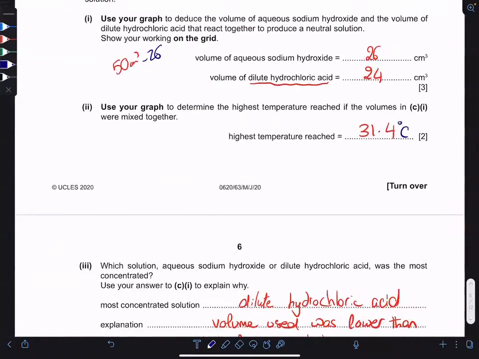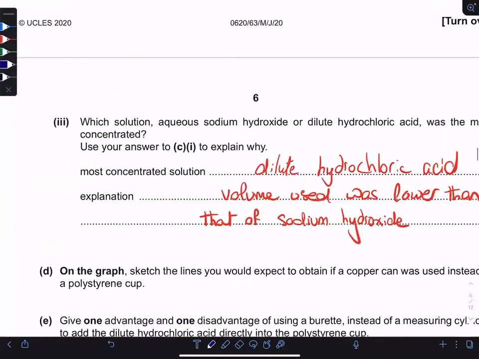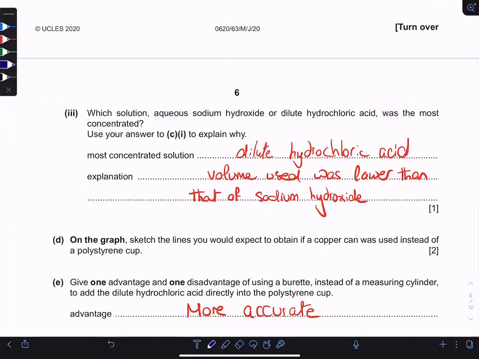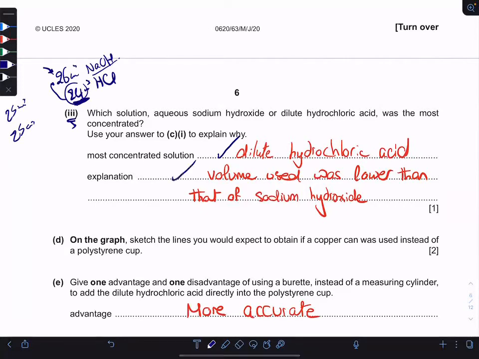Okay, which solution, sodium hydroxide or the HCl, was the more concentrated? This is a very tricky and important question. You needed 26 centimeter cube of sodium hydroxide and 24 centimeter cube of HCl. The solution that you required a lower volume of was more concentrated because it neutralized the other, requiring a lower volume. If he needed 25 and 25, this would have meant that they both have equal concentrations, but he needed more of the sodium hydroxide because it's less concentrated, or we can say that he needed less from the HCl because it's more concentrated. So the answer is that the acid is more concentrated because a lower volume was used than the sodium hydroxide.